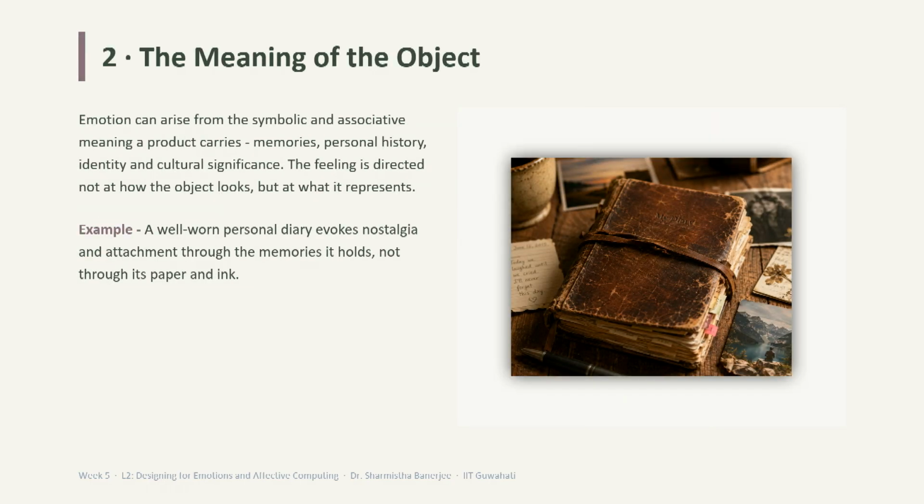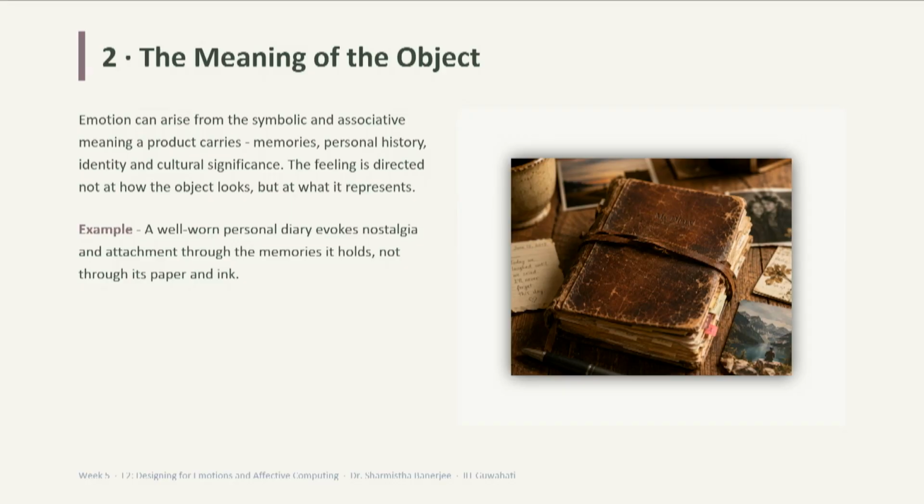Then comes the next layer, which is about the meaning of that object. If I look at this worn out diary, it is not special because it is made of very elegant material or because of the product form, but here the emotional connection is because of the meaning this diary holds for me, because I have been recording my personal memories, my personal history, certain event details, or it represents my identity, who I am, or it has certain cultural significance.